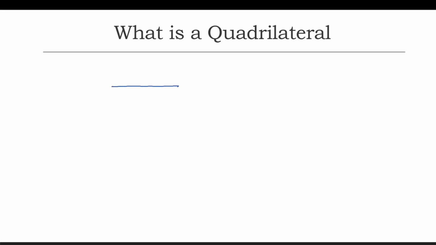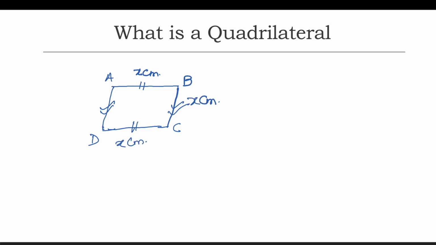Now what could be the second thing? The second thing could be the opposite sides are parallel, right? So I have A, B, C, D. This is parallel to this. This is parallel to this. So this is a parallelogram, but along with that, all the sides are equal. So this side is x centimeter, this is x centimeter, this is x centimeter, and this is x centimeter. A parallelogram with all four sides equal is called rhombus. So that is rhombus.